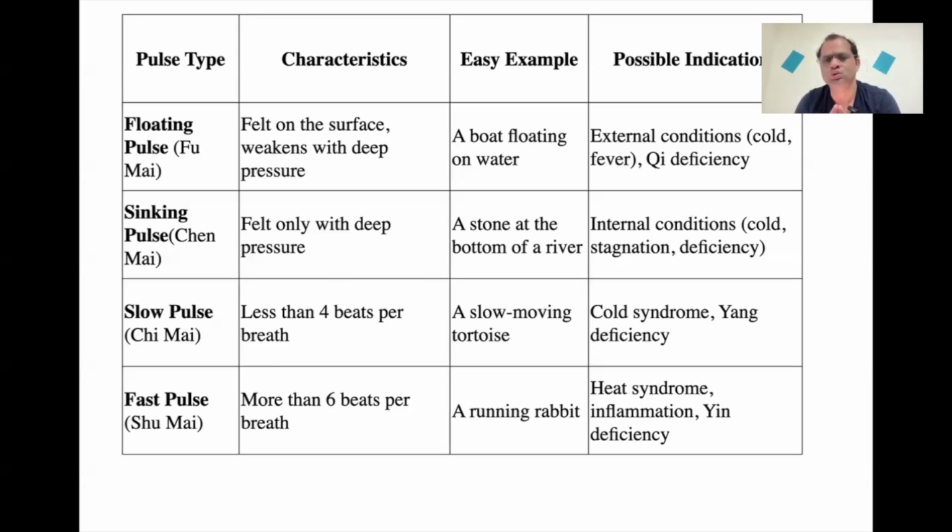Third is the slow pulse. Slow pulse means less than 4 beats per breath. In one breath, we are having only 4 beats or less than 4 beats. So it's like a slow moving tortoise. Like a tortoise is moving very slowly. It's a cold condition or yang deficiency. The pulse is very, very slow, like a tortoise walking. It is the cold condition.